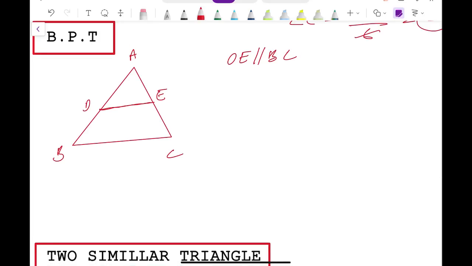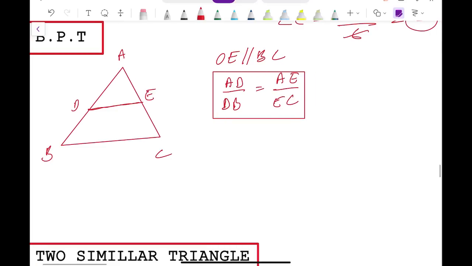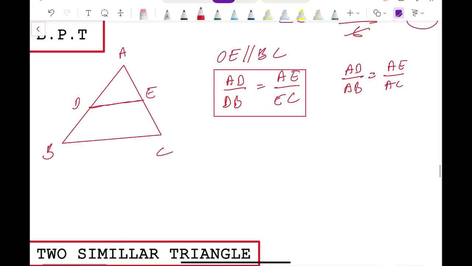proportionality theorem. We have this theorem: AD divided by DB is equal to AE divided by EC. Remember this. Or it can also be AD divided by AB is equal to AE divided by AC. So these are the two possibilities here. So this half divided by this half is equal to this half divided by this half, or this half and full, this half and full. Their ratios are same.